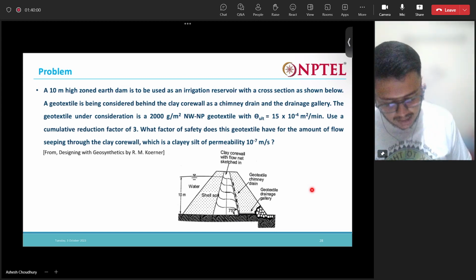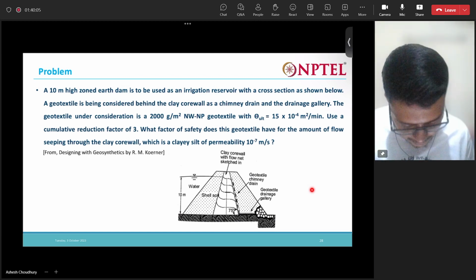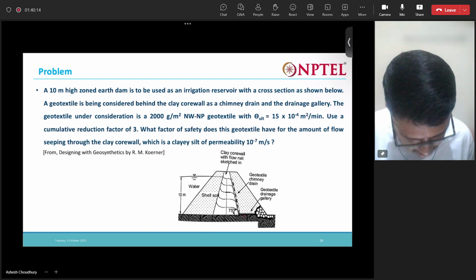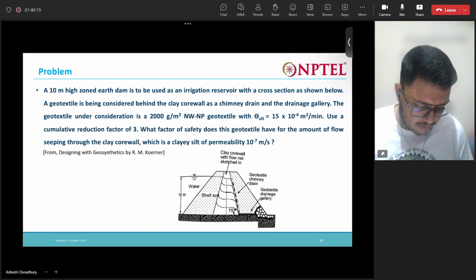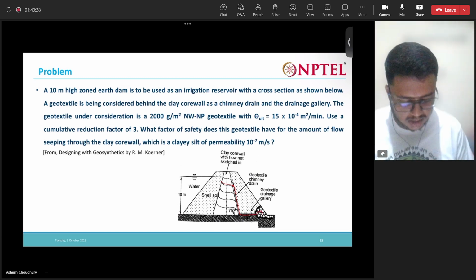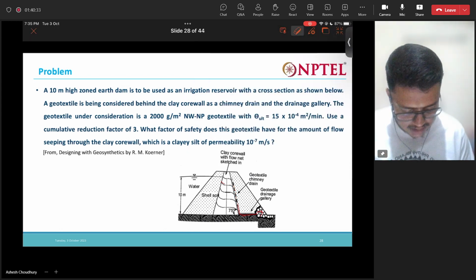So we have a zoned earth dam just over 10 meters high. We have a chimney drain. So the geotextile is actually provided here, and the geotextile is to carry the water. The water will be coming here, entering like this, and flowing like this to the drainage gallery outside. So we need to design this.